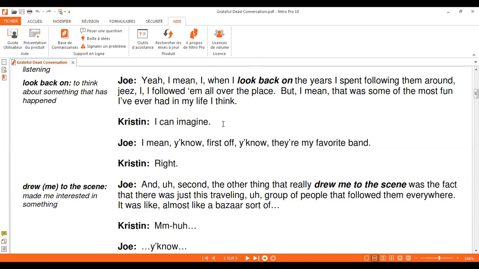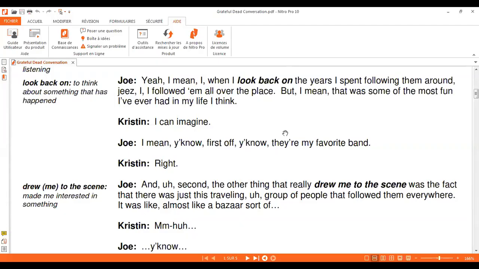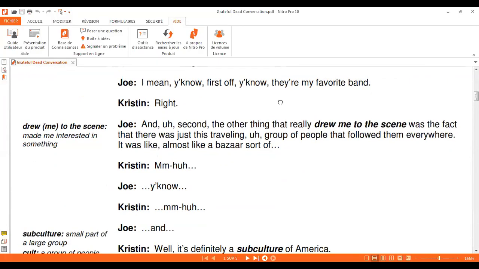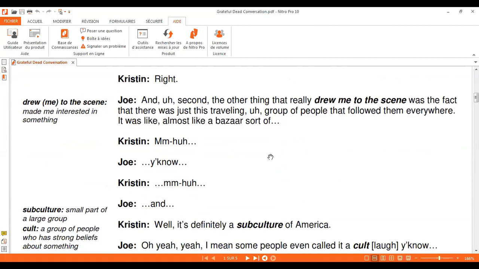I can imagine. First off, there's my favorite band. And second, the other thing that really drew me to the scene was the fact that there was just this traveling group of people that followed them everywhere. It was almost like a bazaar, sort of.